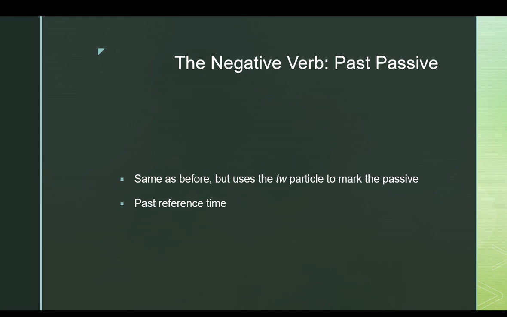There is also, as we would expect, a passive form of the negative verb. Not terribly different from the active form. It just uses the tw form to make it passive. That's basically all. Instead of "he did not hear," it becomes like "he was not heard" or something like that. Just the passive version of the verb. Same difference.